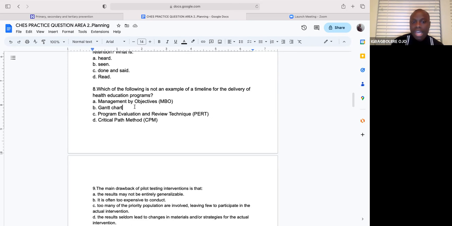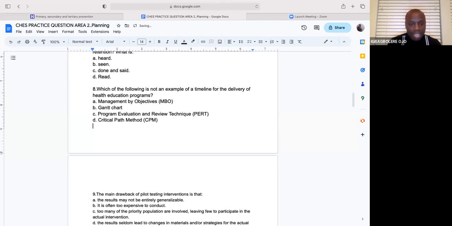So, of course, a Gantt chart is a timeline model. It's a timeline delivery system, if you want to say that. PERT, evaluation technique. CPM, a scheduling technique, a monitoring technique, and all that. So the most obvious one out of here is management by objective. So 8, the answer here should be A, management by objectives, okay?